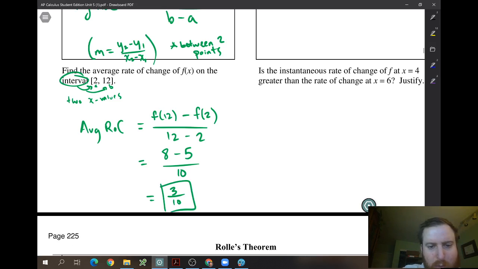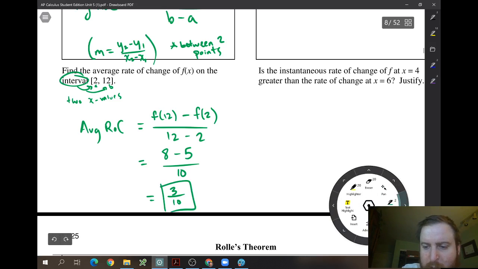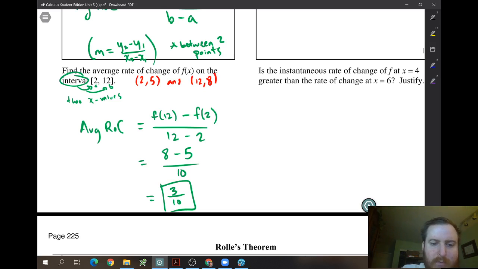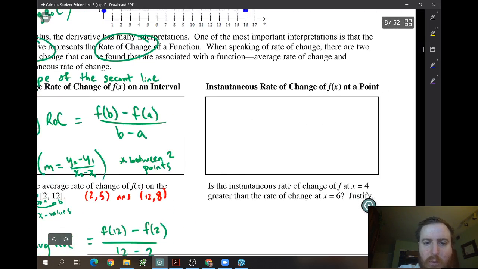Right, and we said there were 2 points. You don't have to write this necessarily, but just to think about it, having 2 points, the points would have been (2, 5) and (12, 8). So we're looking for the slope between those 2 points, right? And this is just, like I said, y2 minus y1 over x2 minus x1. I like to think of it as the calculus way of doing y2 minus y1 over x2 minus x1.